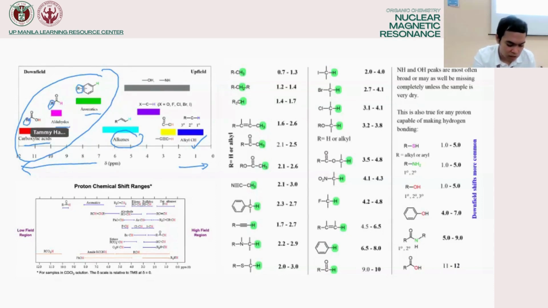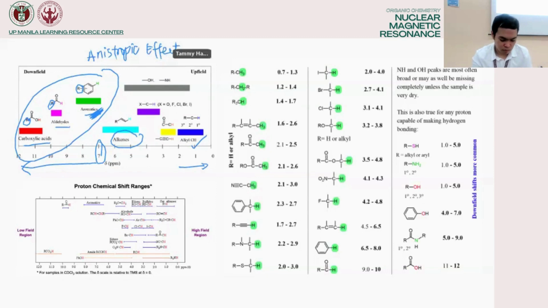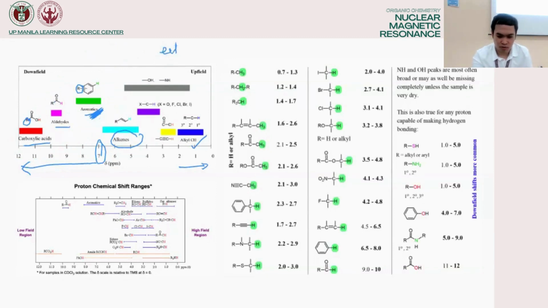Pero in this case, si aromatics, it's because of what effect? Ano yung effect na diniscuss natin? Kaya siya nandito around 7. Letter A. Okay. Anisotropic. Medyo malapit na si Francis. Anisotropic effect. Okay? Ayun. So, anis daw pala. Okay. Ayan. So, as you can see, ito, better version.